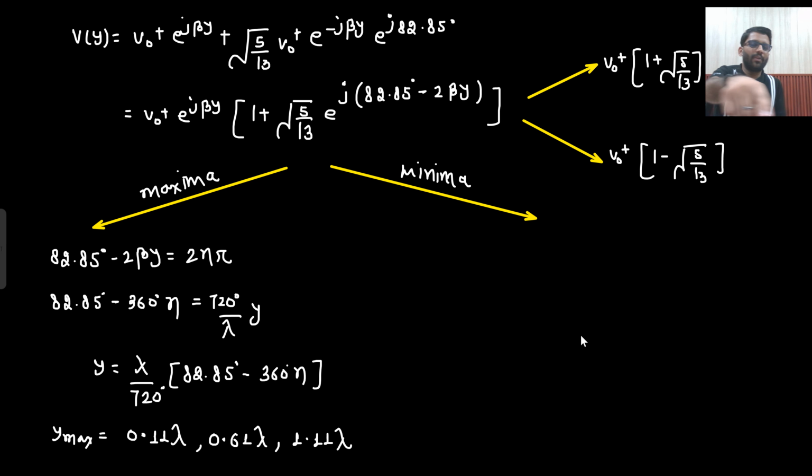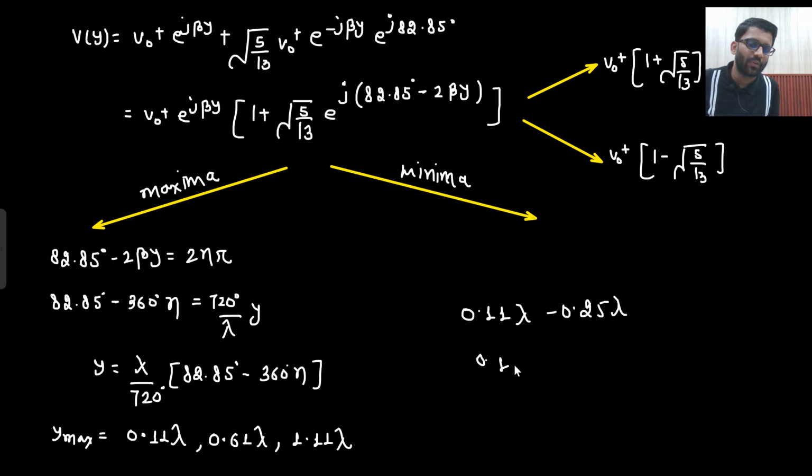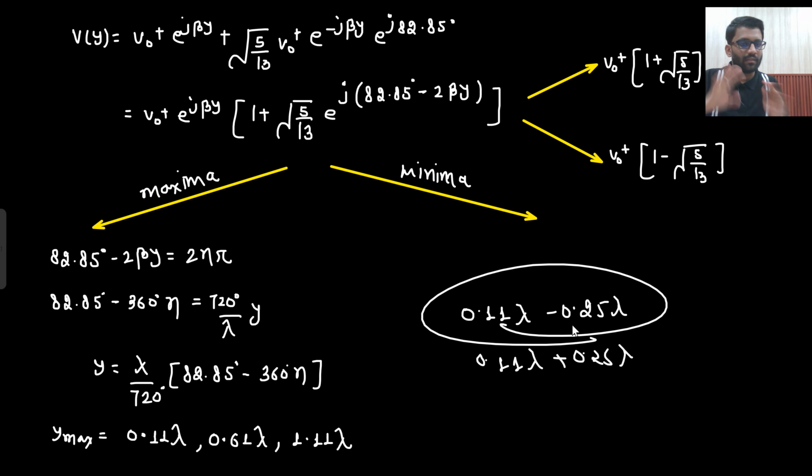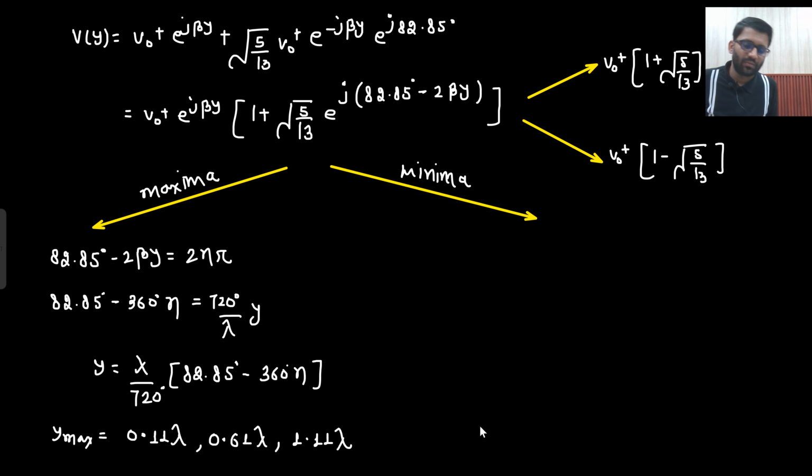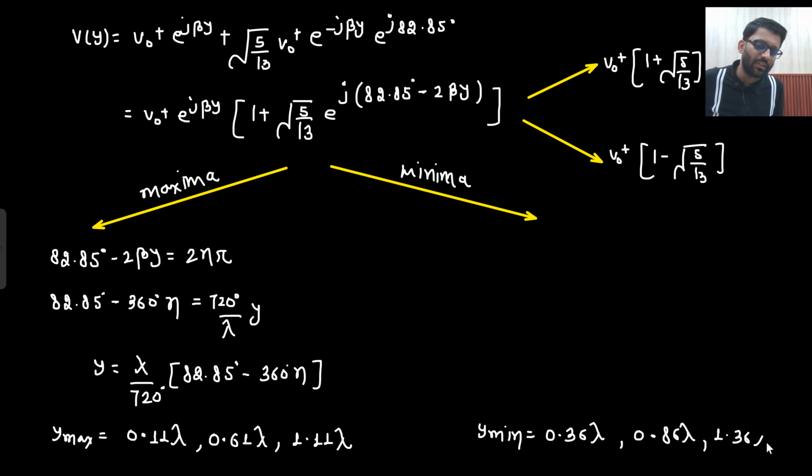So what will be your minima? You don't need to calculate. What you can do is, from 0.11 lambda, either subtract 0.25 lambda or add 0.25 lambda. When you subtract, you get a negative value, which is not acceptable, so you pick the addition. So 0.36 lambda will be your first minima. Then you keep on adding 0.5, so 0.86 lambda. Then if I add another 0.5, 1.36 lambda.